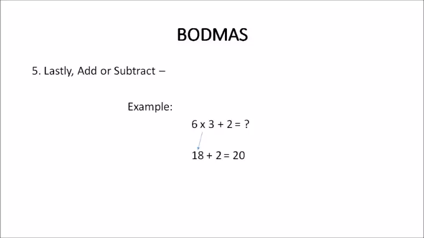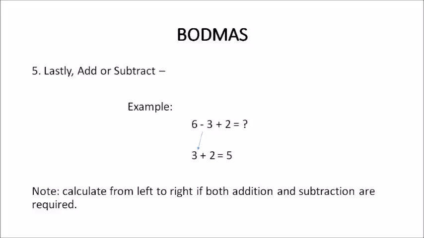Now this is another example where you are given addition and subtraction. So same as division and multiplication, in this case it doesn't matter which you do first, because addition and subtraction under BODMAS are given the same ranking, or the same order. It doesn't matter which you do first, as long as you calculate from the left to the right. So you have 6 minus 3, which is 3, and then you add 2. So 3 plus 2 is equal to 5.